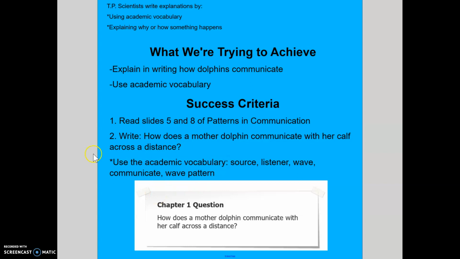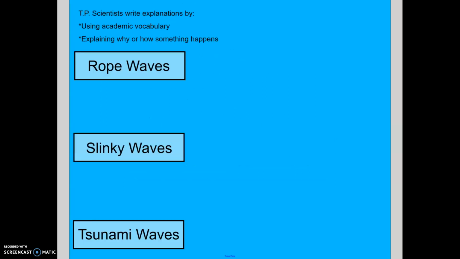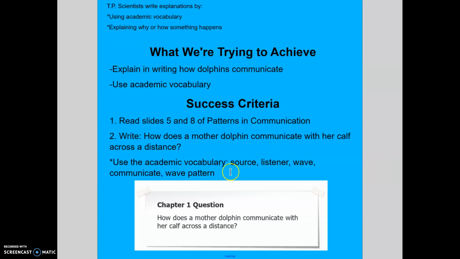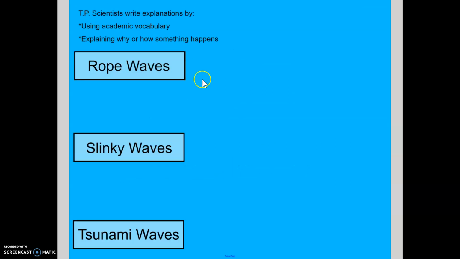So I want to model for you how we could write a scientific explanation, but I don't want to give you the answers. So I'm going to write about the different types of waves that we've talked about: the rope, the slinky, and the tsunami. And I'm going to save all the work about the sound waves for you guys in your independent work. So I want to think about rope waves first.